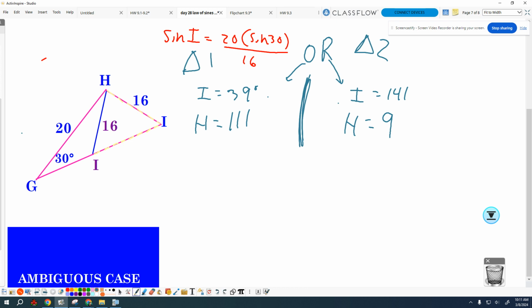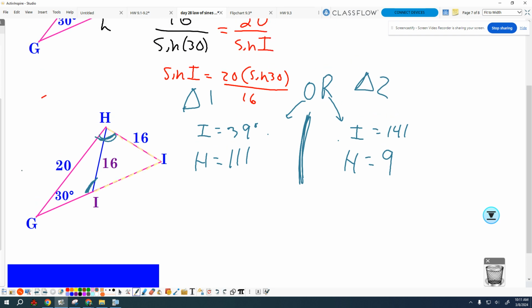They're both going to have an obtuse angle. There's an obtuse angle here, or there's an obtuse angle there. It's like you could have a big angle there and then the smaller angle where I is. Or you could have a large angle where I is.